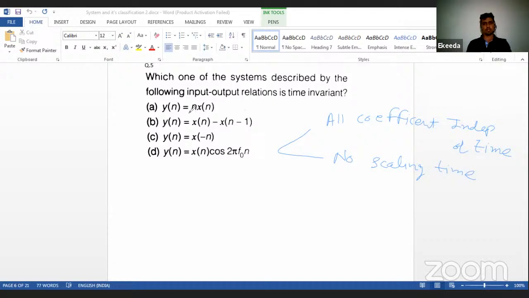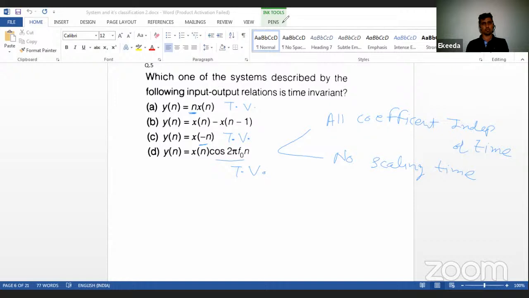So here this coefficient depends on time, so it will be time variant. Here there is a scaling on the time domain, this -1, so it will again be time variant. And here this is again a coefficient that depends on time, so this will be time variant.